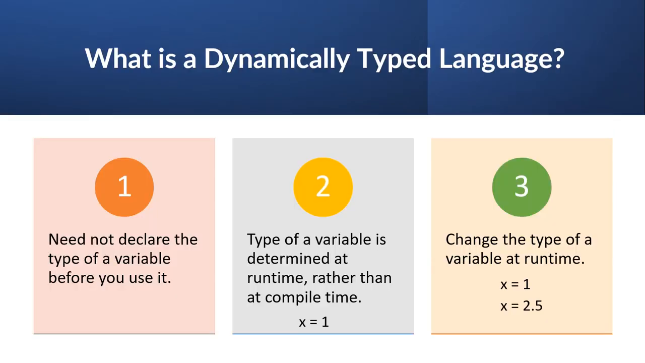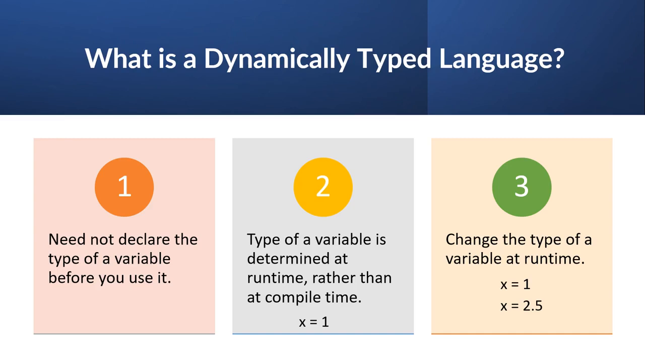Python is a dynamically typed language. Basically, there are two types of typing. One is static and one is dynamic. One of the common statically typed languages we see is C, in which we have to specify int x is equal to 1 before using the variable x. In dynamically typed languages like Python, Ruby, PHP, and JavaScript, we need not declare the type of the variable before we use it. The type of the variable is determined at runtime and not at compile time.